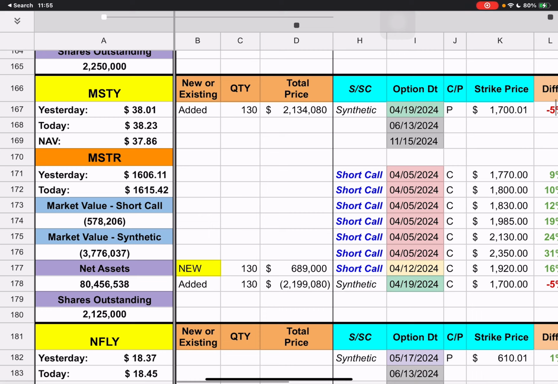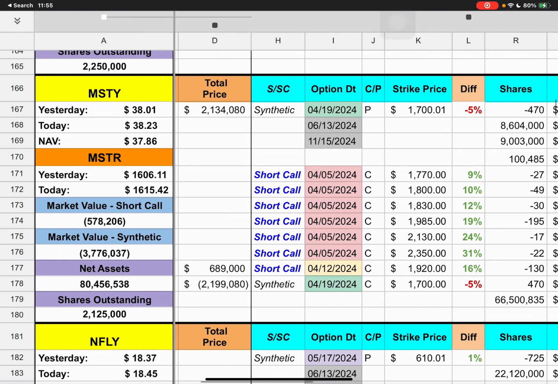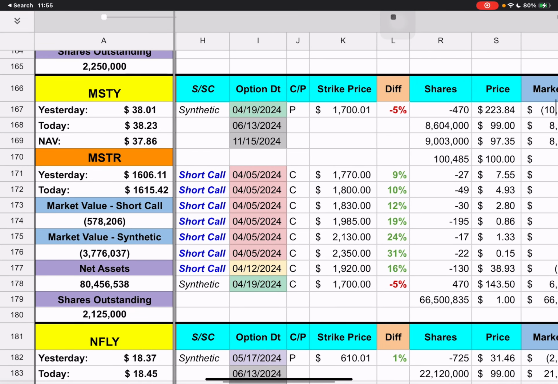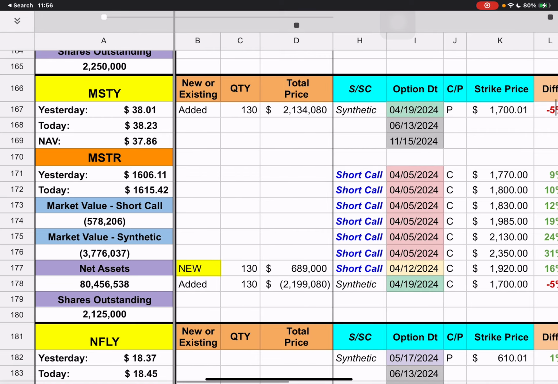For Misty, they added 130 contracts to the synthetic position and 130 to a new short call that will expire next Friday with a strike price of 1,920. And then, of course, there are 6 short calls that expire today, ranging from 1,770 to 2,350. And as of close yesterday, we were 9% and 31% below those strike prices. And the last I looked today, we were below those strike prices still.